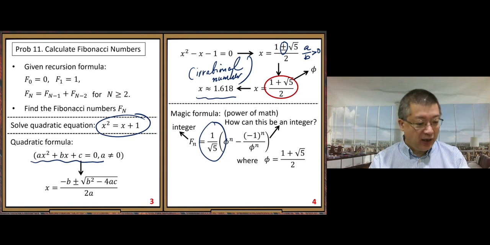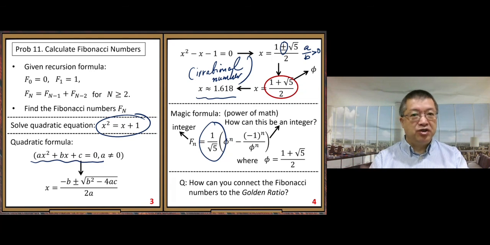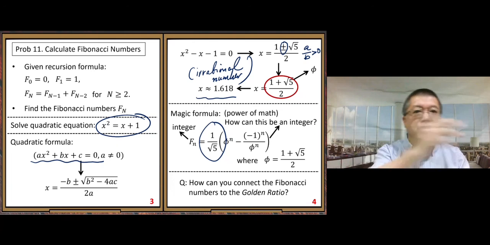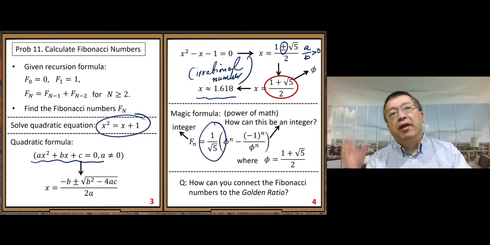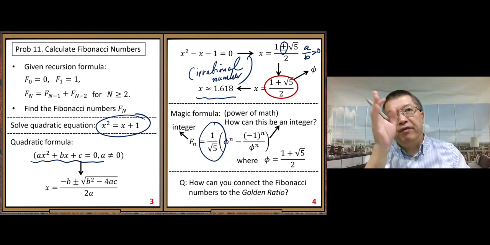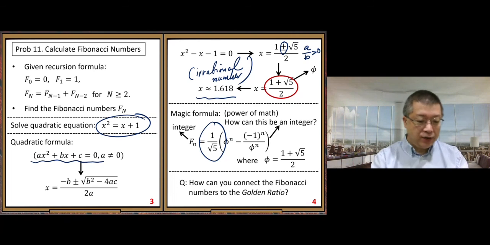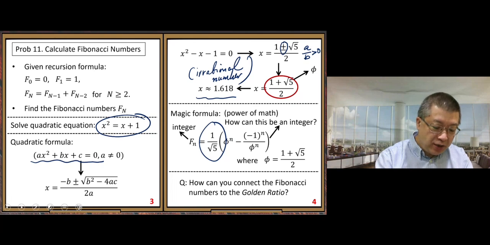All right. So next, the question: how can you connect the Fibonacci numbers to the golden ratio? That's the topic in our video, part D. All right. So we finish part C.